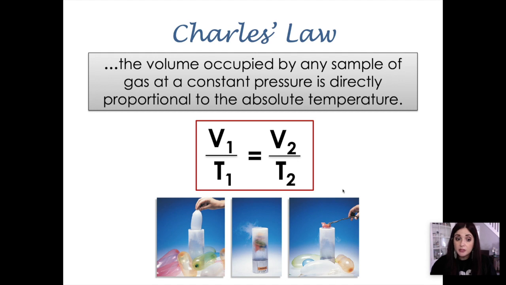Here's an example of Charles's law. You have some liquid nitrogen here, and you have some balloons that are filled up, and you take those particular balloons and put them in the liquid nitrogen. When the temperature goes down, the volume is also going to go down. That's because the kinetic energy of those particles is significantly decreasing. When you take them out of liquid nitrogen, like that third picture is showing, they'll actually blow back up, because when temperature increases, the kinetic energy of the particles increases, thus increasing the volume.